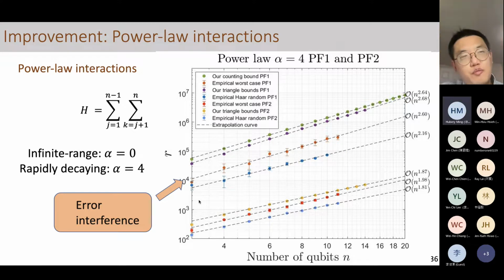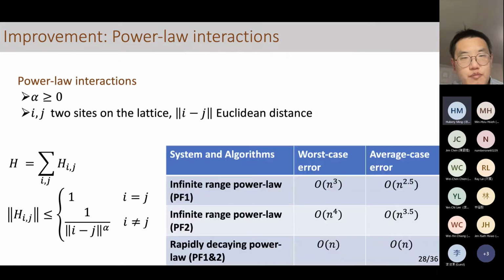Sorry. I mean, the first order case will amplify the interference. I mean, the error, they will have some interference. Okay, I see. Yeah. Compared to second order, the interference is stronger.